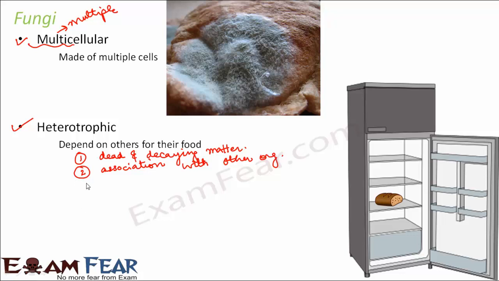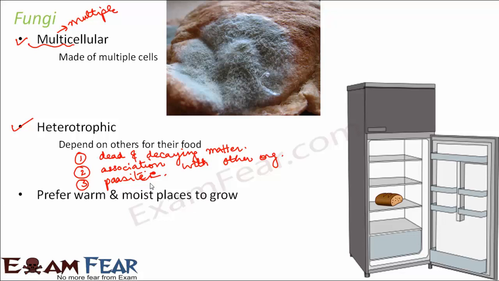And the third scenario is that it can also be parasitic. That means it lives inside the body of another animal and gets its food from that animal, and at the same time, because it is parasitic, it will cause disease to that animal. So fungi can also be parasitic in nature. So these are some of the ways by which fungi obtain their food.